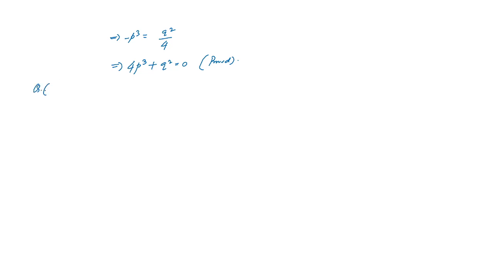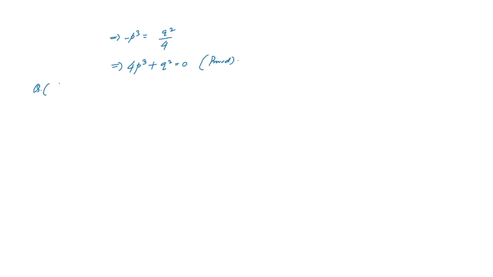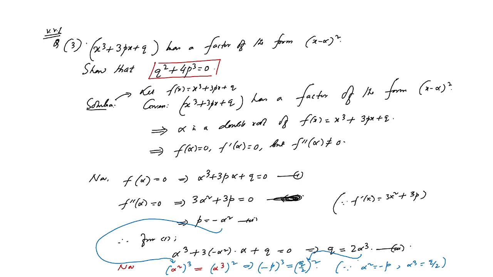Similarly, we come to another important problem, number 4, which is also very, very important. If x to the power 4 plus p x square plus q x plus r equals 0, here you can proceed by 2 and 3.